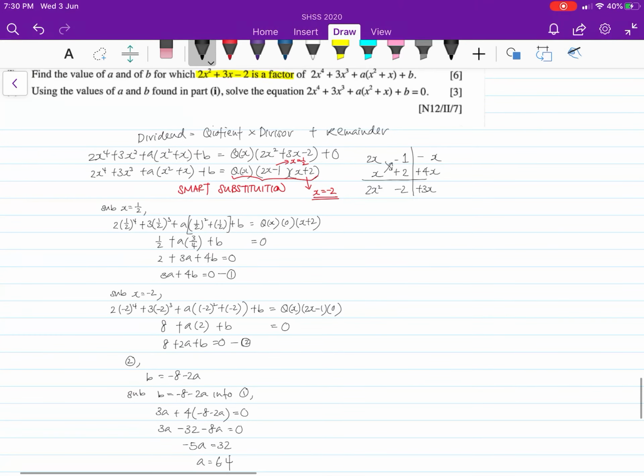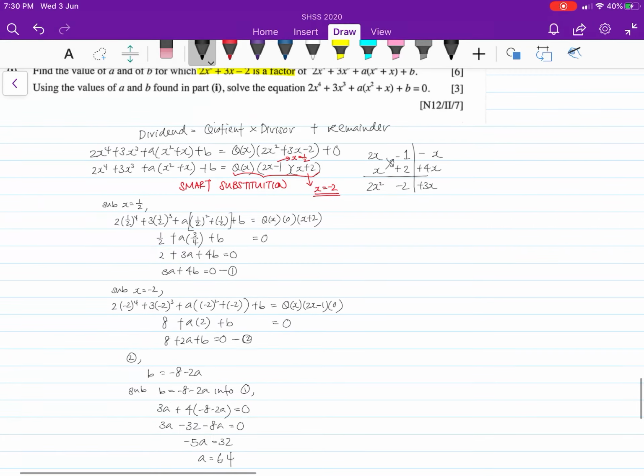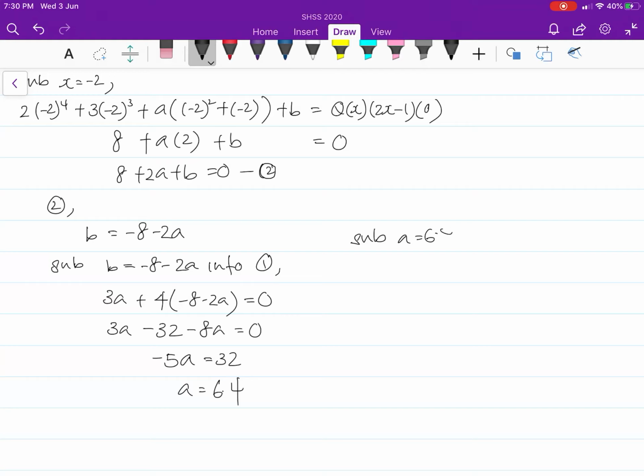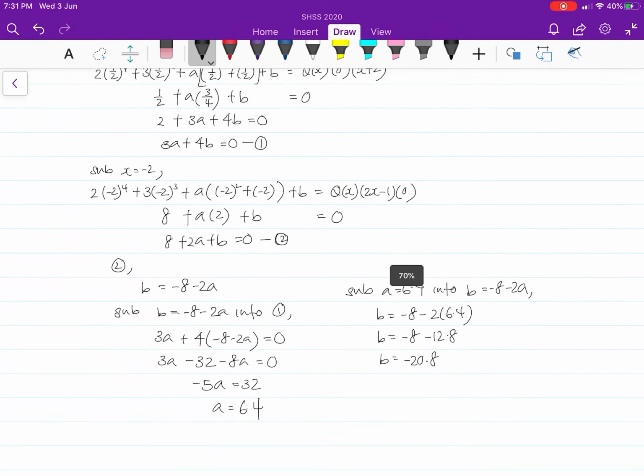Okay, so now I need to find b. So I need to substitute a equals to 6.4 into b equals to minus 8 minus 2a. So I get b equals to minus 8, 2 times 6.4 is 12.8, minus 12.8. So b equals to minus 20.8. So a is 6.4 and b is minus 20.8.